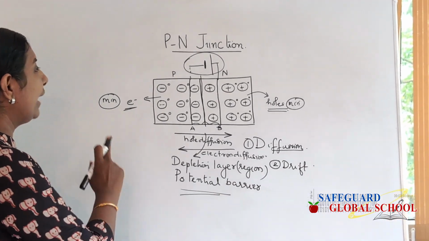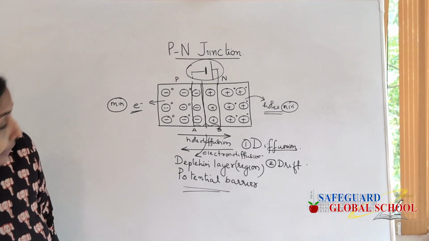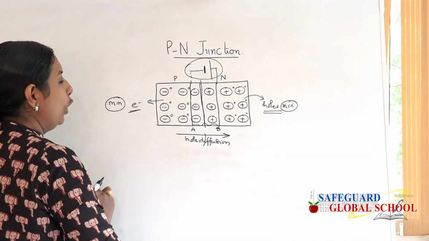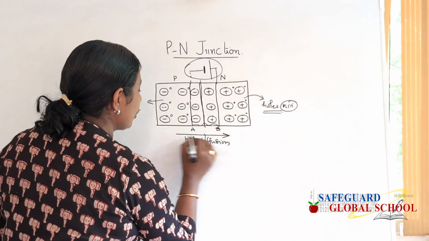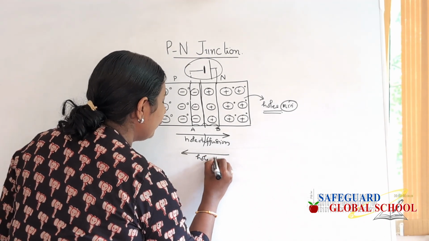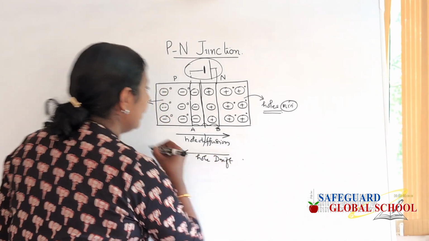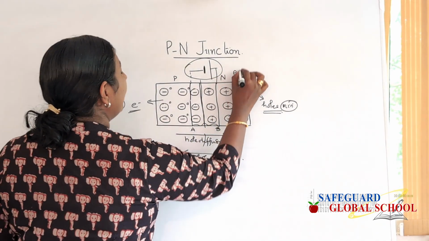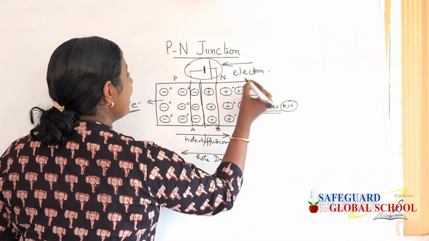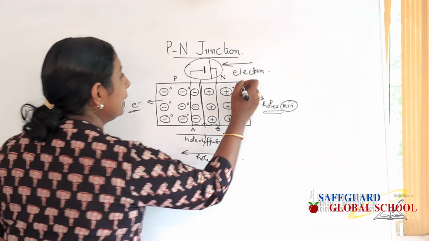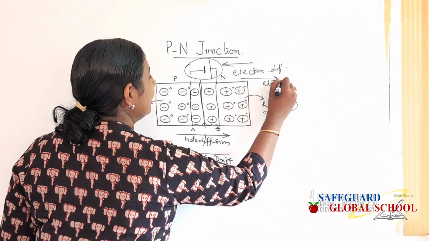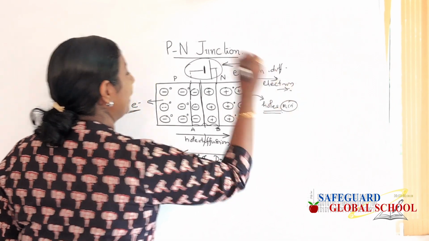So in which way do holes drift? We can just draw it. Hole drift, how will we draw? Holes are diffusing from here to here, right? So hole diffusion is in this direction. The hole drift will be in this direction. So electron diffusion is in this direction, right? But electron drift is in this direction. I hope that you have understood.